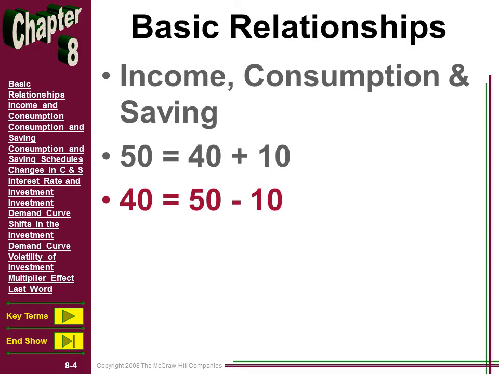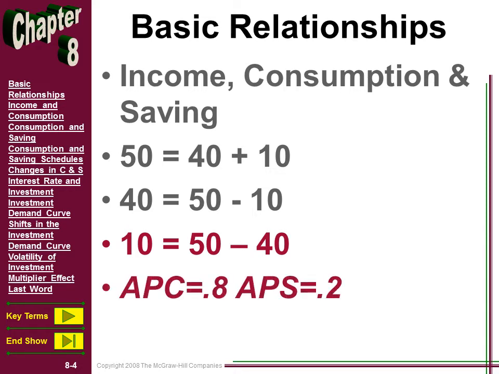Here are those same relationships simply rearranged. $40,000 worth of consumption is equal to what? The $50,000 worth of income minus $10,000 worth of savings. The $10,000 in savings could be easily calculated by taking the $50,000 worth of income and subtracting out consumption. So again, these two last ideas are extremely important here. Average propensity to consume for this particular individual, 0.8 or 80%. Average propensity to save, 0.2 or 20%.